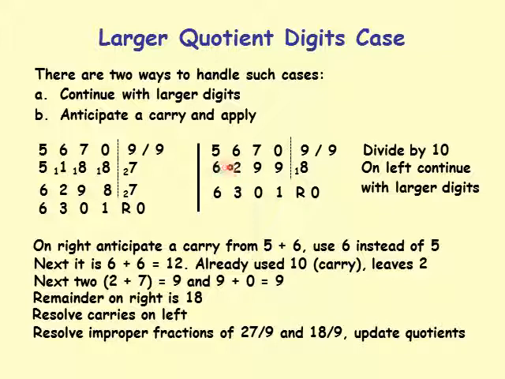Same thing, 6299 plus 2 is 6301, remainder 0. Okay, and we update the quotient. We resolve the fractions and add up to the quotient, and this is what I got: 6301 remainder 0, 6301 remainder 0.